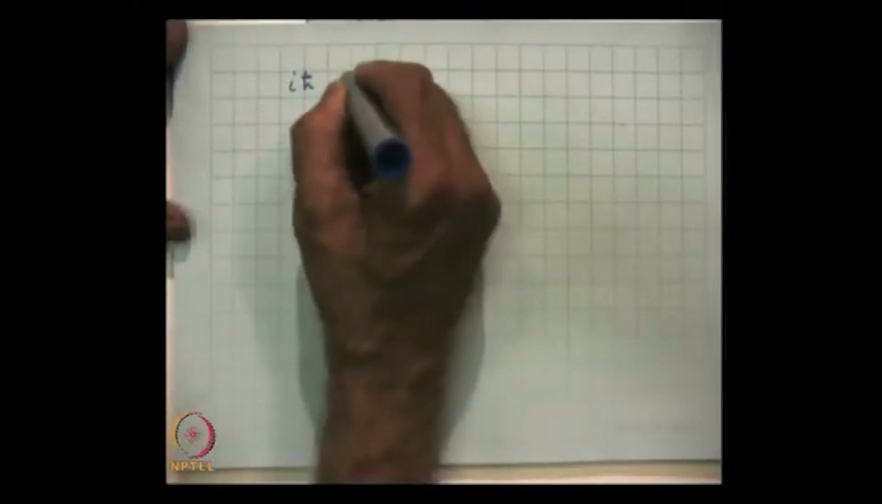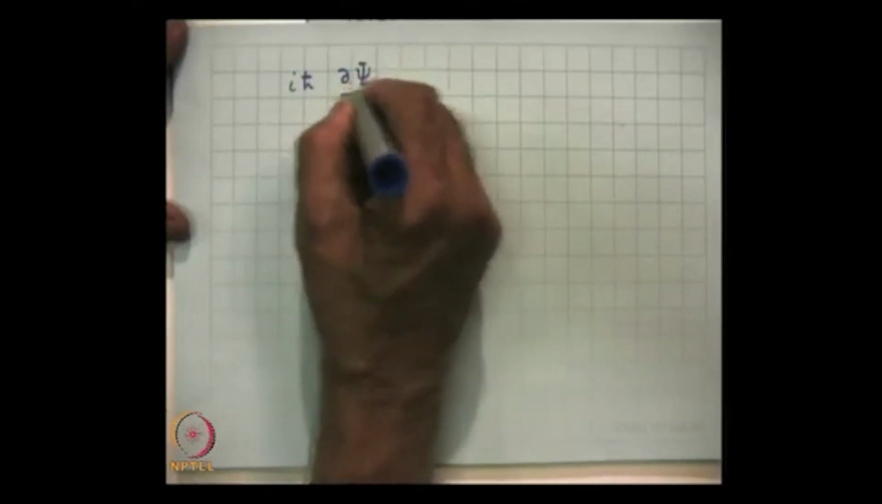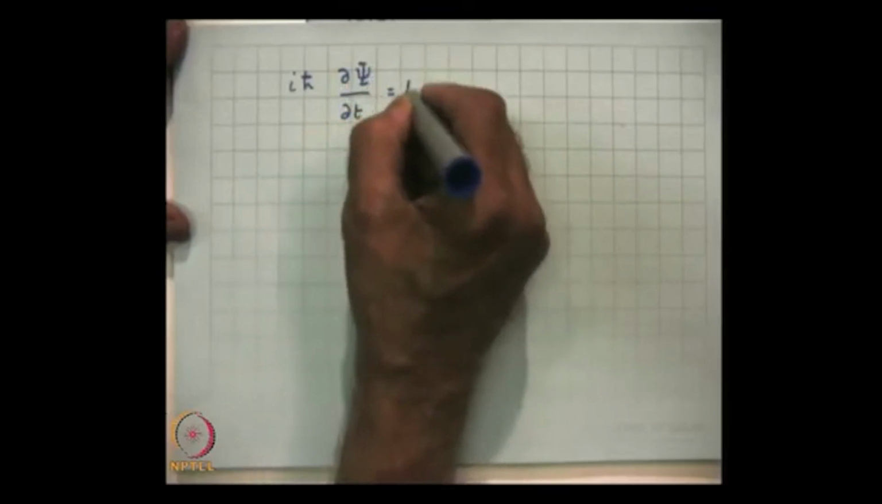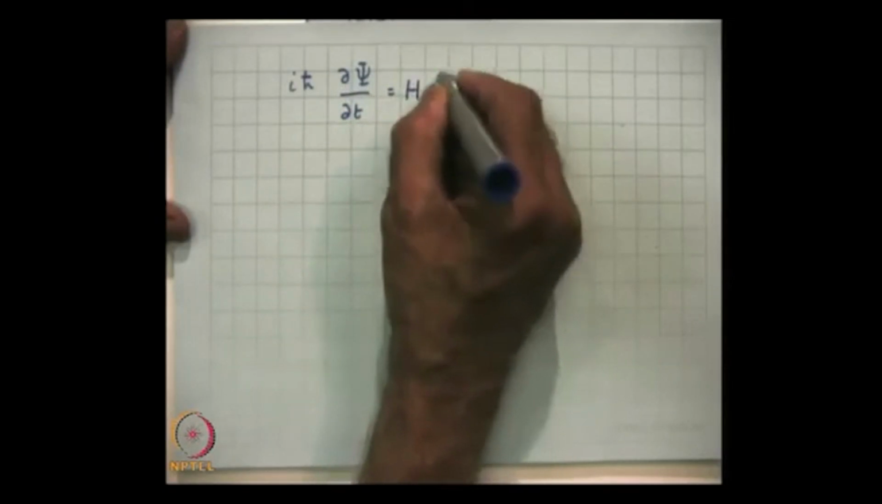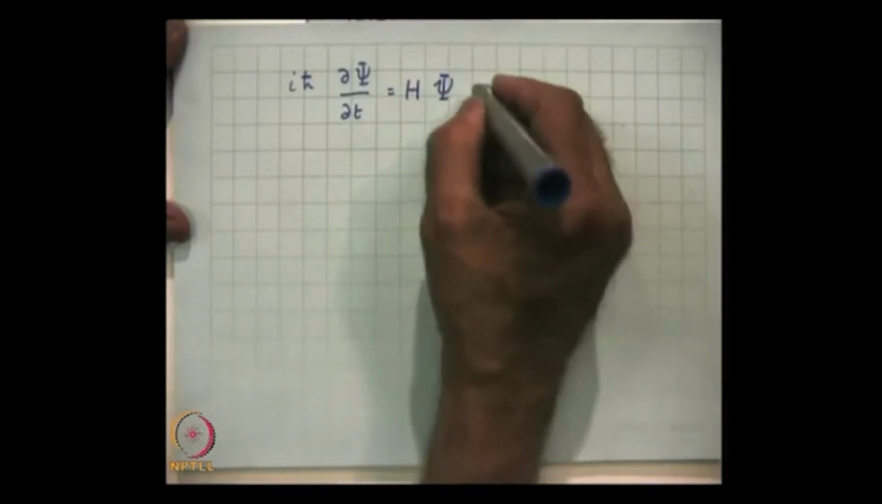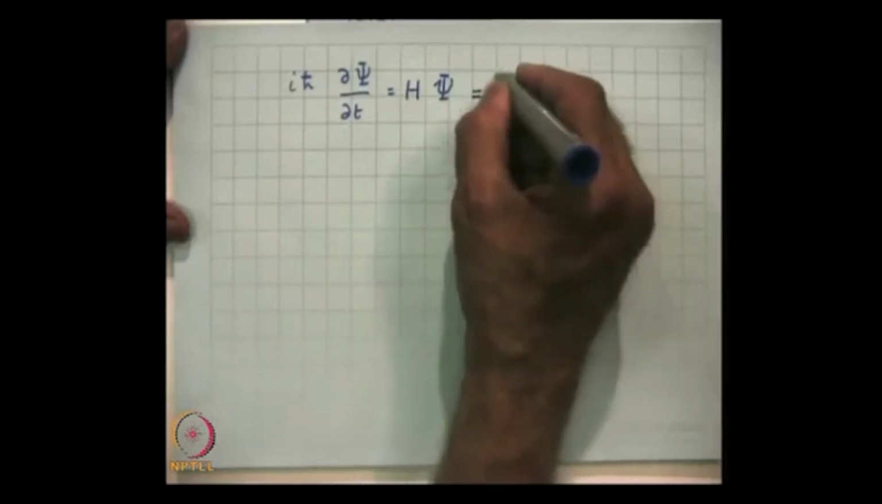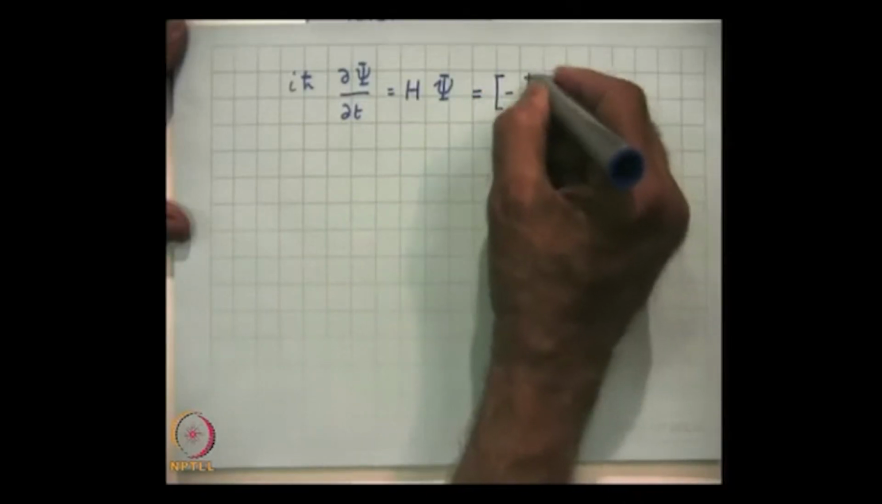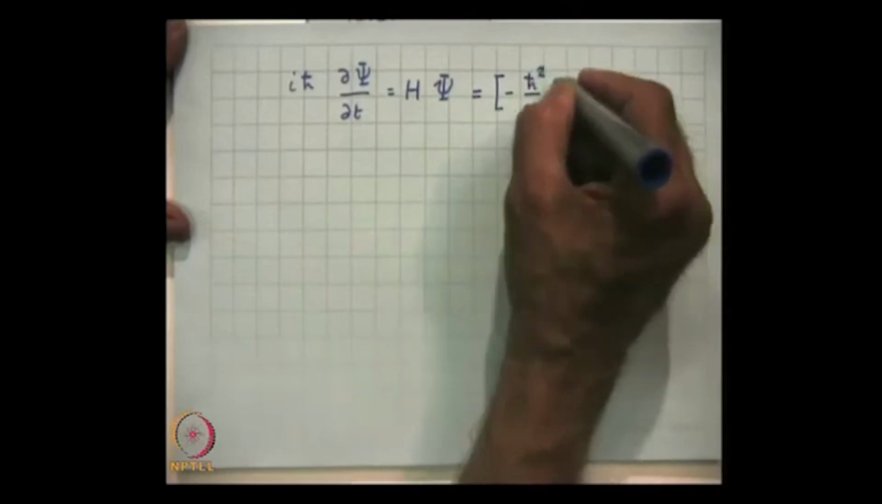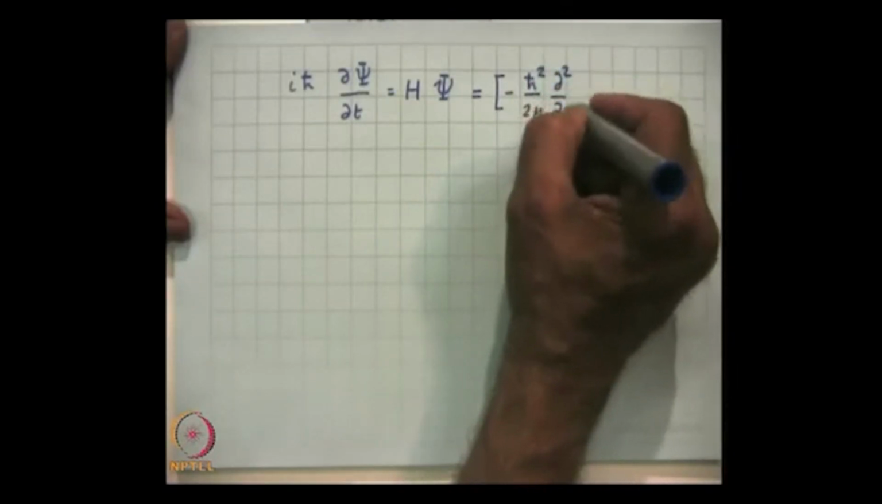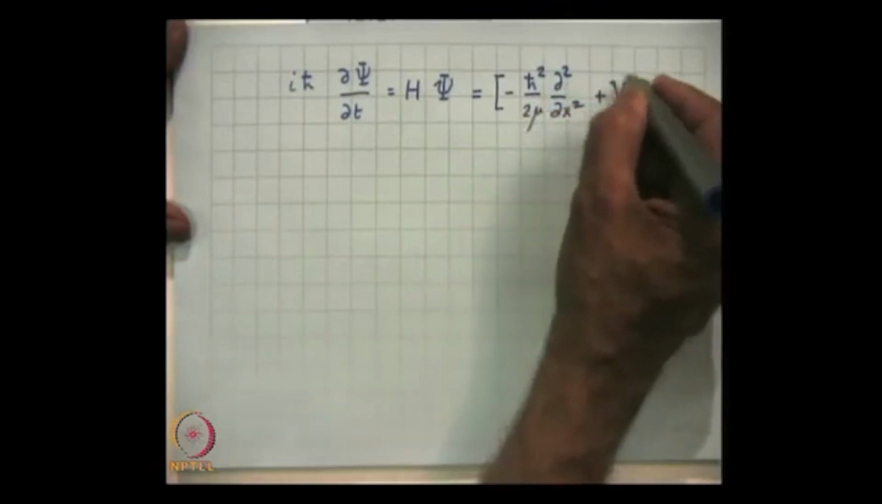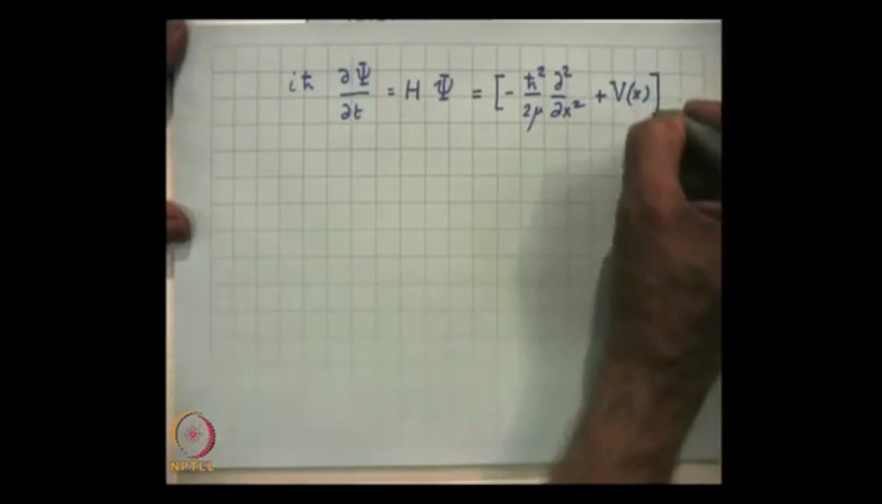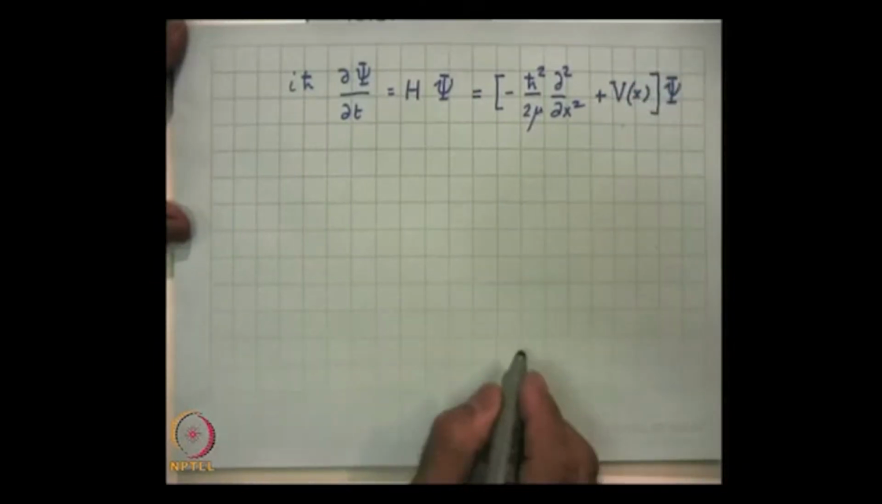So, let us start with our familiar one-dimensional Schrodinger equation, which is given by i h cross, as we all know, delta psi by delta t is equal to H psi, where H is the Hamiltonian, the operator corresponding to the total energy, and this in the one-dimensional case is given by minus h cross square by 2 mu delta 2 by delta x square plus V of x, acting on psi, which is a function of x and t.